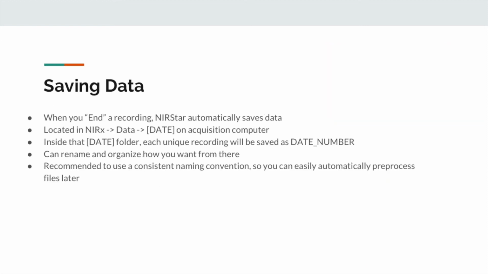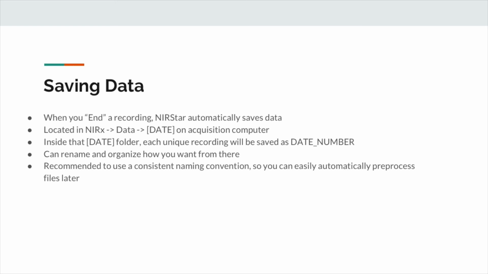And then when you are finally done recording, your participant's done everything you care about, just hit end on the NIRS Star acquisition software and it'll automatically save the data. The data is saved to the NIRx data folder on that acquisition computer. It'll be saved into a folder that's just named with today's date. And then inside that folder, if you took multiple recordings, it'll name each recording in a folder titled date underscore which number it is, so 001, 002, etc.